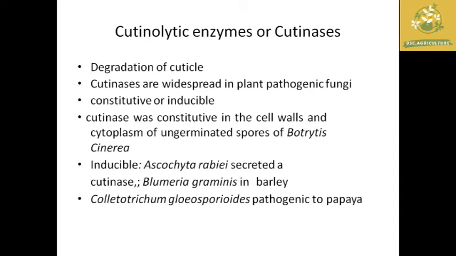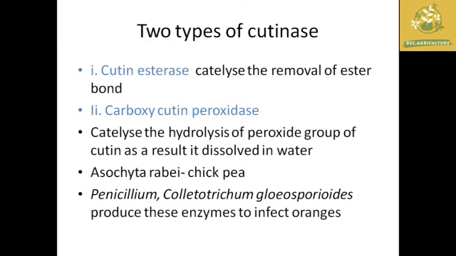Cutinase is used by the pathogen for the degradation of cuticle. Example, the cutinase-producing pathogens are Ascochyta rabiei, which secretes cutinase, as well as Blumeria graminis, which produces cutinase in barley. Cutinase is produced by a wide spread of plant pathogenic fungi, and is both constitutive as well as inducible among the plant pathogens. While seeing about cutinase, there are said to be two types of cutinase.